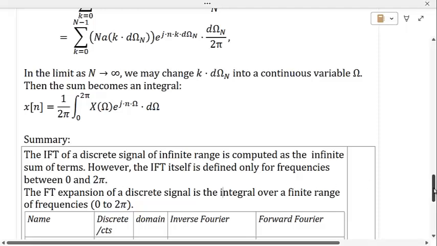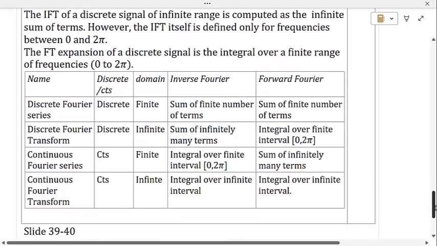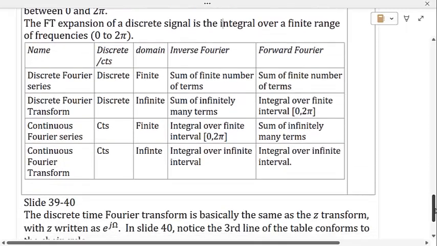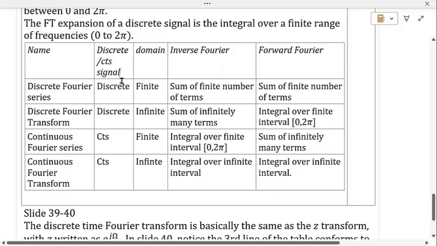So what we have here are basically 4 different variations of Fourier signal pairs. Okay. So first of all, we have the discrete Fourier series. Now you're dealing with a discrete signal, so I should say discrete continuous signal. Okay, so it's a discrete signal. The domain is finite, so that means it's pure. You can think of that as periodic. So it's a finite domain. Okay, finite interval.